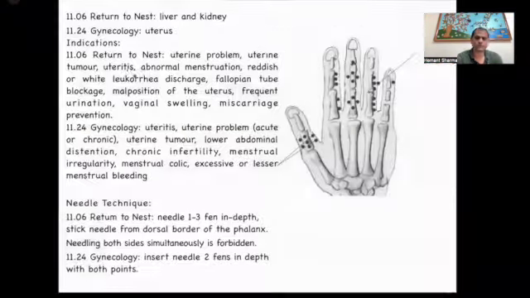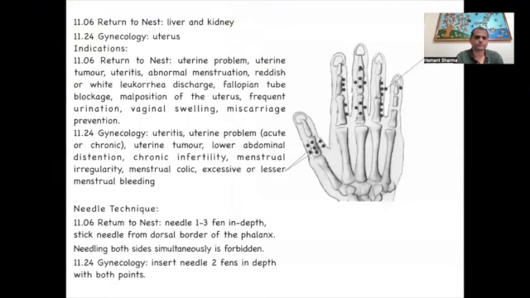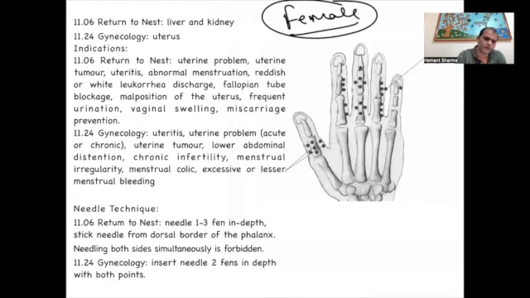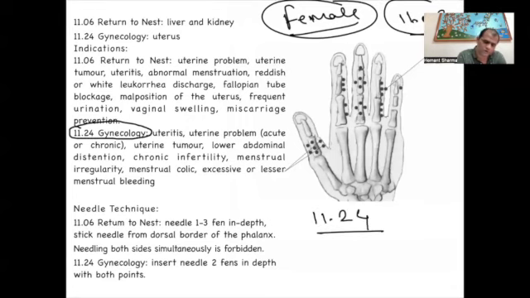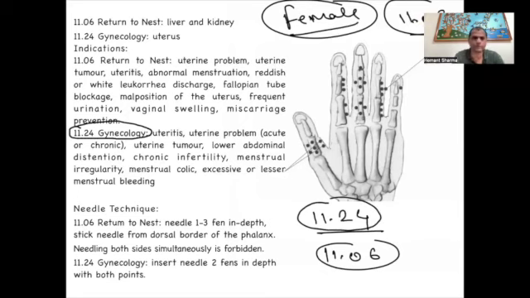So this is 11.06. Now, whenever we are talking about the female, we are putting 11.06, but before the 11.06, we are putting another point that is called 11.24. So for the female, the condition will be like this. First, you need to put 11.24, then you have to put 11.06, right? So what is 11.24? Now I will be discussing this, the wonderful point of mastering acupuncture.